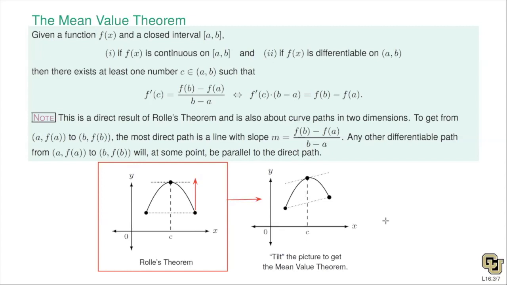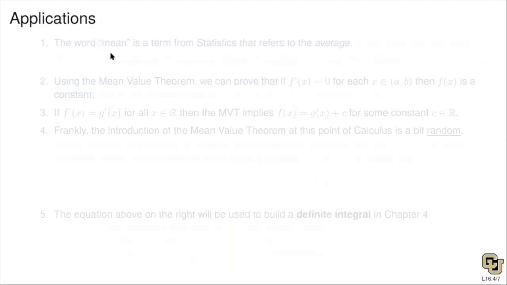The mean value theorem is sort of a tilted version of Rolle's theorem. Where here we have a horizontal line, in the mean value theorem we have this angled line, and we've just tilted the picture. Okay, so I just want to make some comments about why we care about the mean value theorem and then do an example. As I said, the real use of the mean value theorem will be in chapter 4.